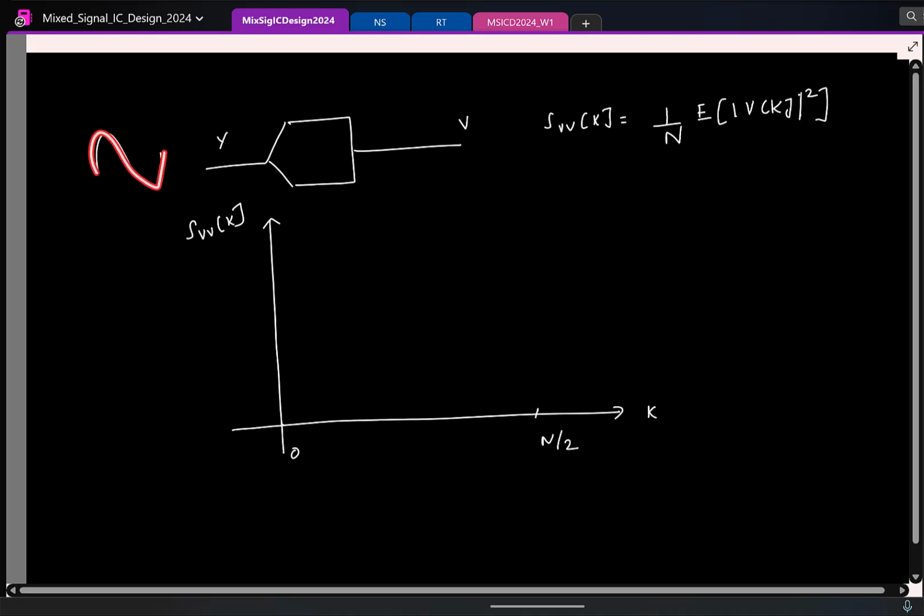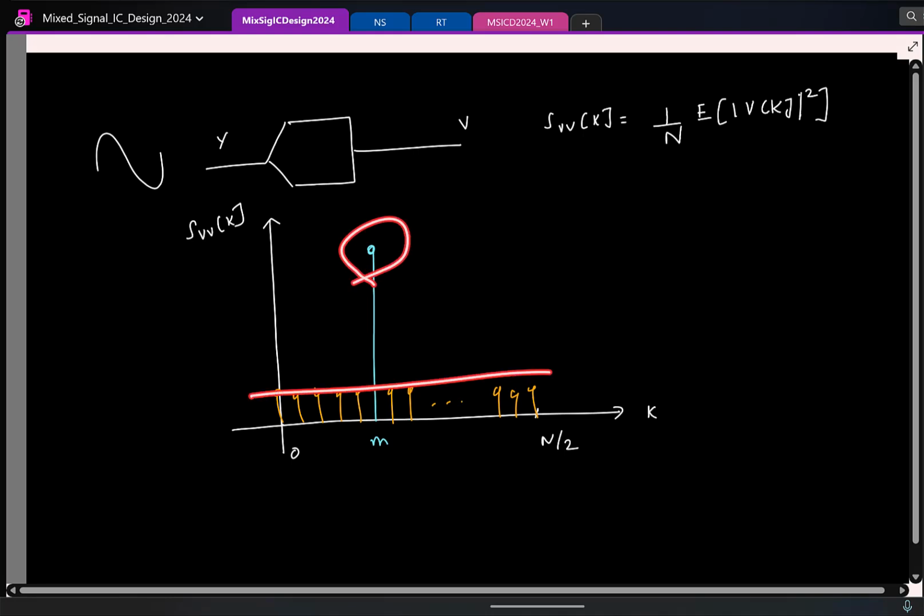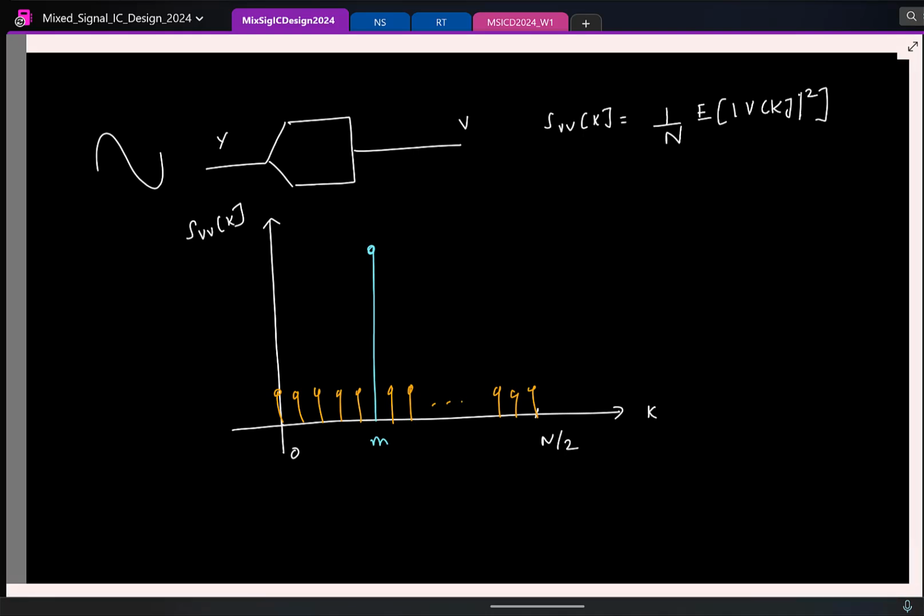So I have a sinusoid. What do I expect the sinusoid to map to in the spectrum? We expect at least one impulse corresponding to the input sinusoid. Let us say that is in the mth frequency bin, and the rest will all be quantization noise. This is what we expect the spectrum to be. So from here it is apparent: this is the signal, the rest is noise. Now you can distinguish the two and find both their powers separately.